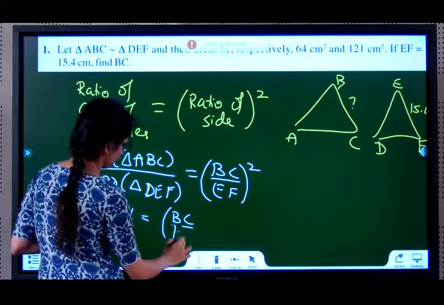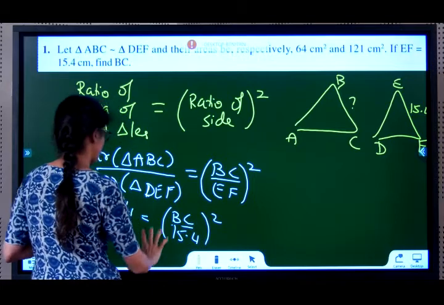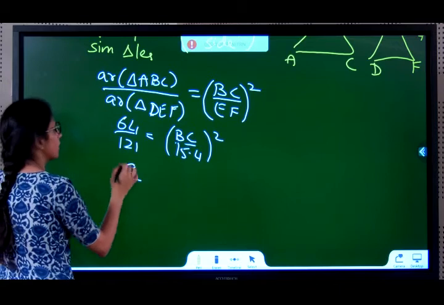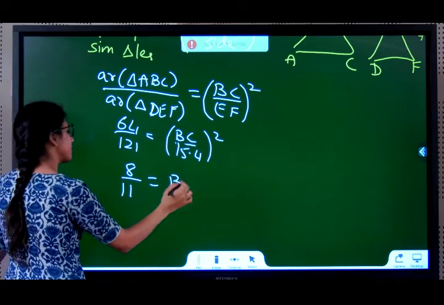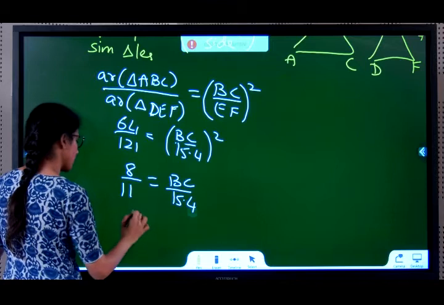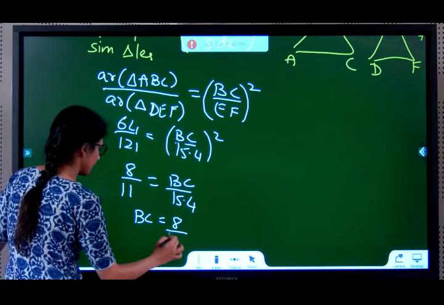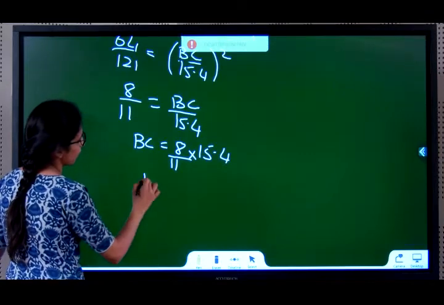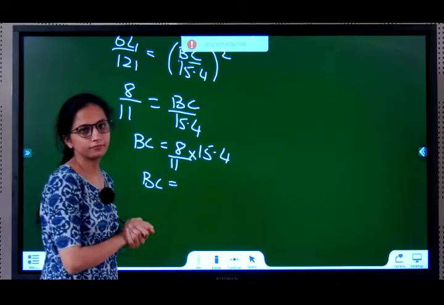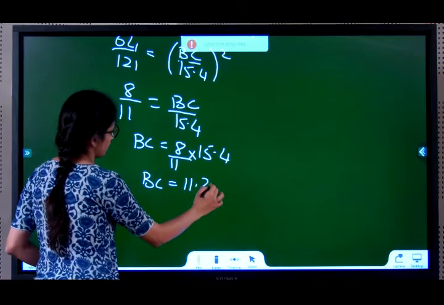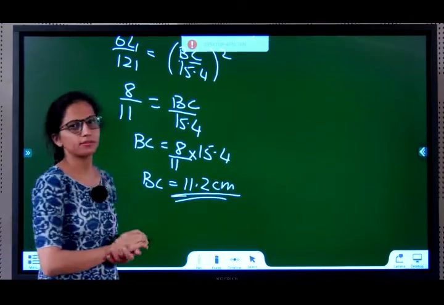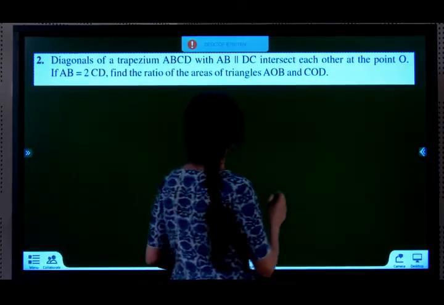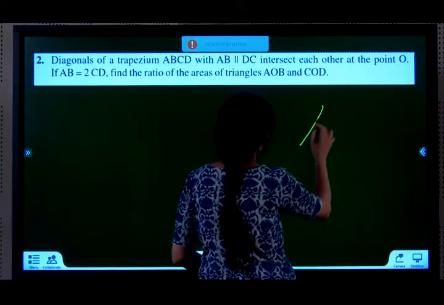15.4. You have to solve this. Ignore the negative sign. Square root comes inside, becomes 8. Square root of 121 is 11. BC by 15.4, BC is equal to 8 by 11 into 15.4. BC is therefore, solve it, 11.2 centimeters.